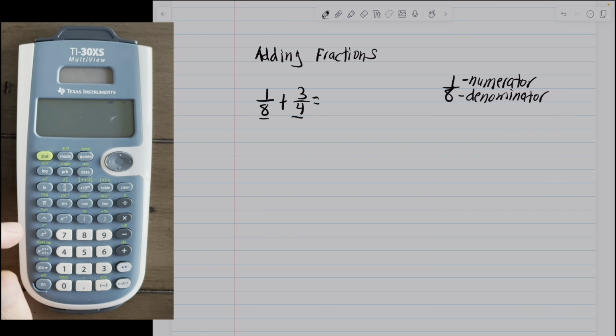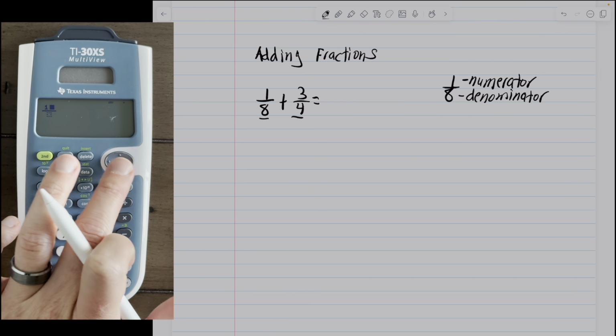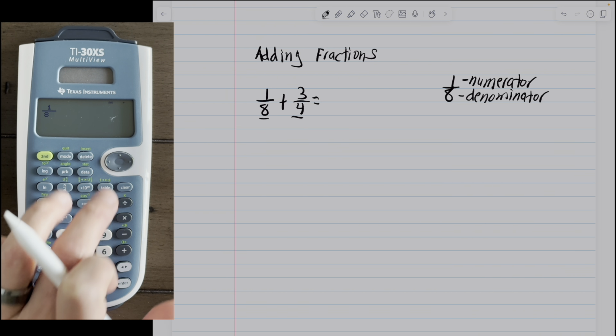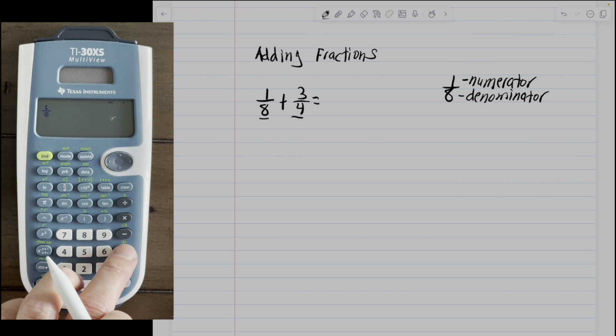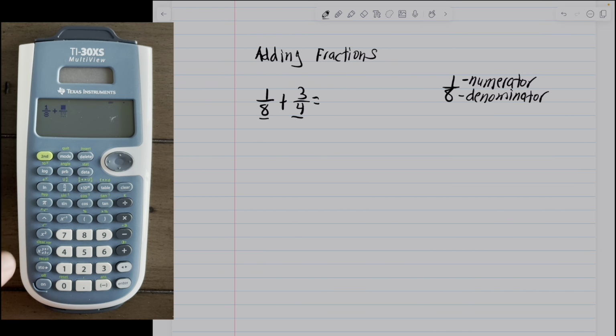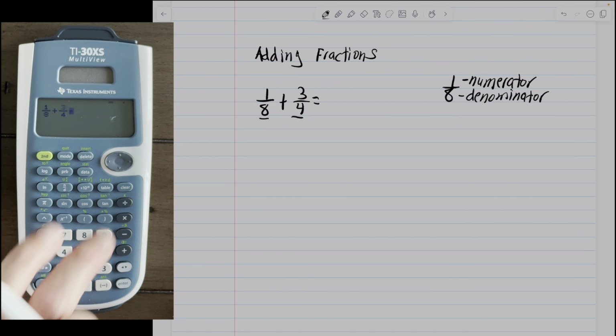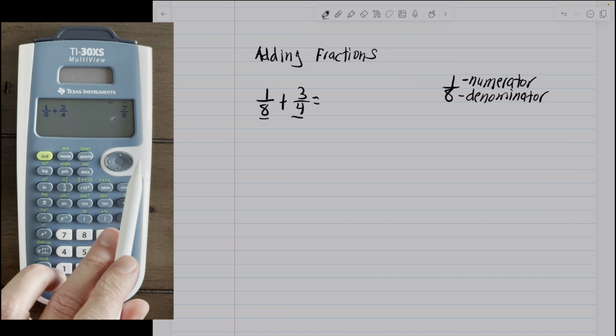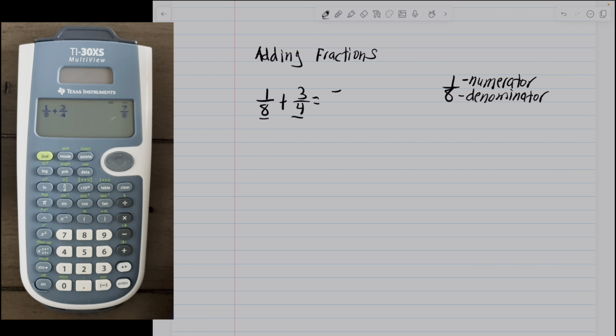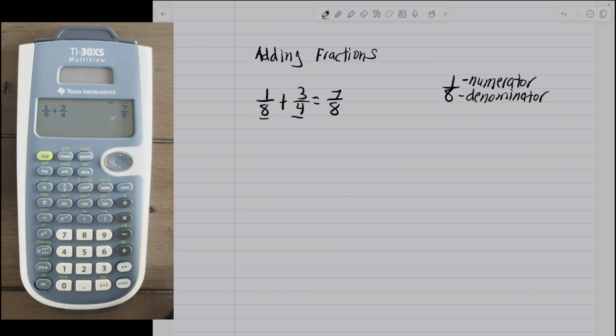So let's plug that problem into our calculator. So I'll hit the N over D, and we'll do 1 over 8. And then we'll arrow out of it and hit plus. And then N over D again, 3 over 4. Enter. Solves it for you. 7/8. That is so much easier than trying to show you how to do that on paper. So always use your calculator when you're adding fractions.